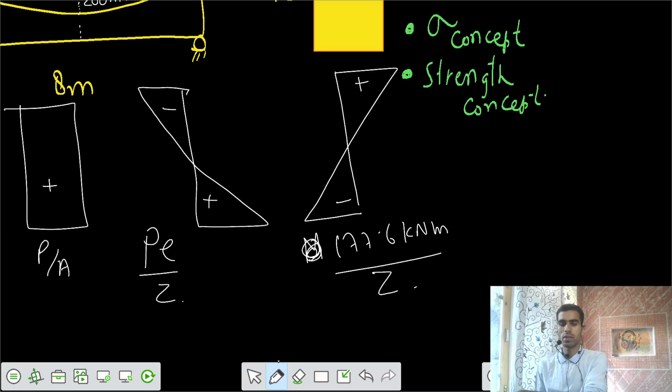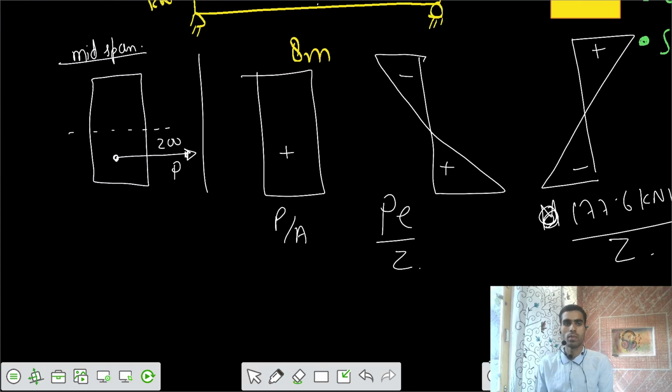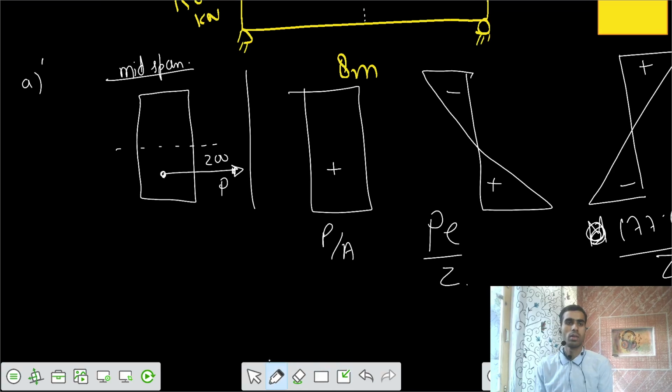So we have three different stresses based on the stress concept. We had to calculate based on the stress concept.